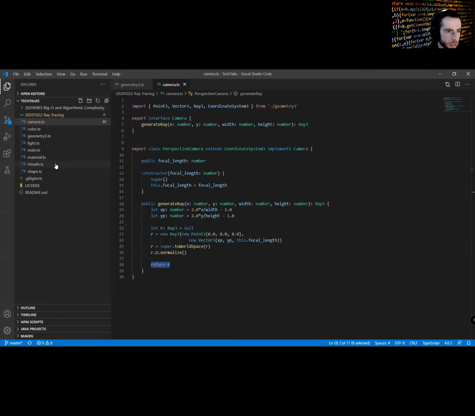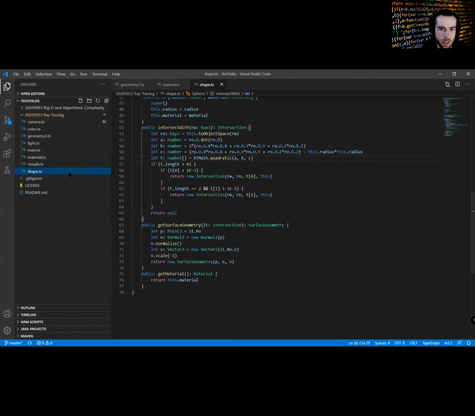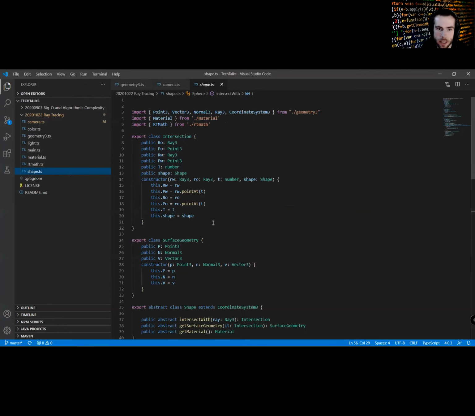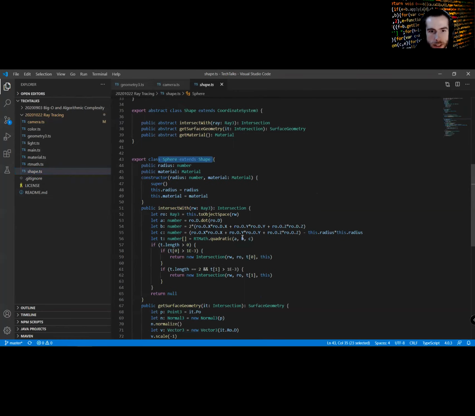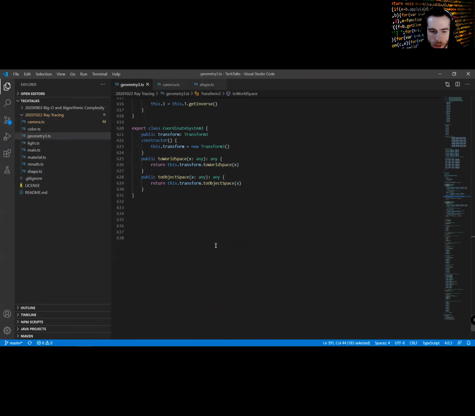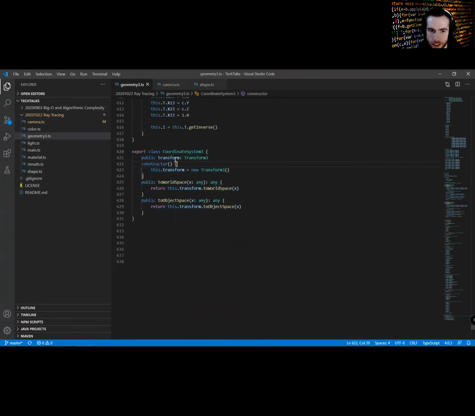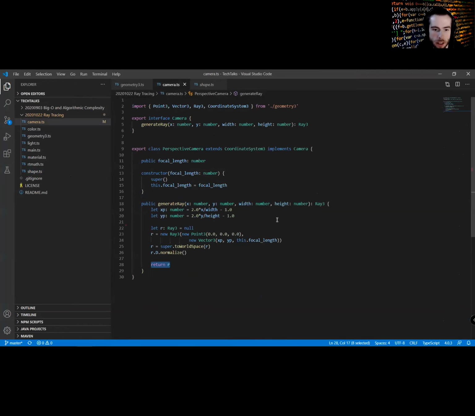So let's look at our shapes. Well, let's look at the sphere first, and we'll talk about the other things. So yeah, I have a shape interface. And I created this class CoordinateSystem3. CoordinateSystem3 is basically a class that has a transform in it for transforming stuff. And then it has the two world space and the two object space methods.